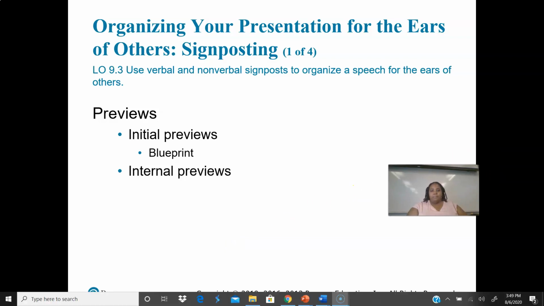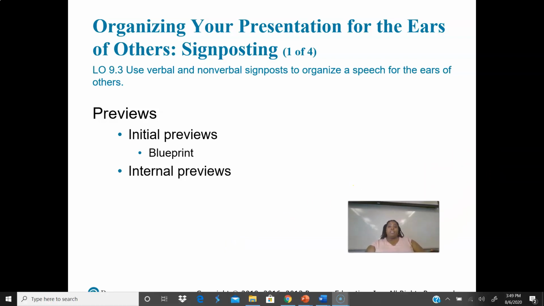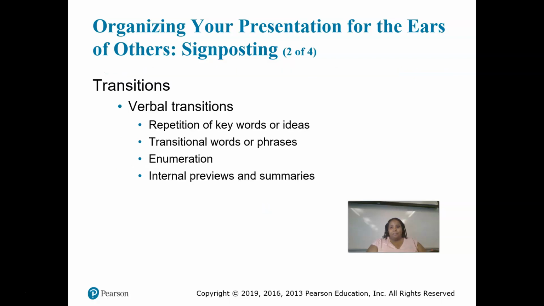Next up, we have those initial previews and internal previews. We're transitioning into transition words. Those initial previews and internal previews will be found in your introduction within the central idea. So you have your main idea, and then you're going to list your subsections there. Then you have your transitions within the body sections.